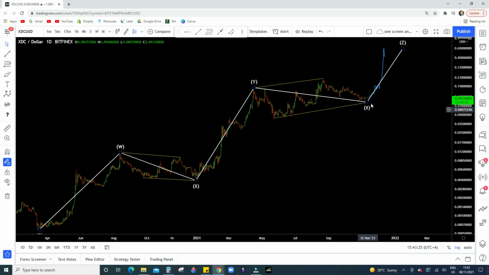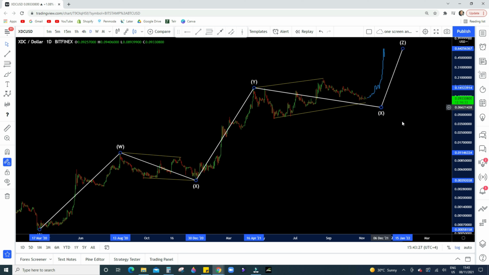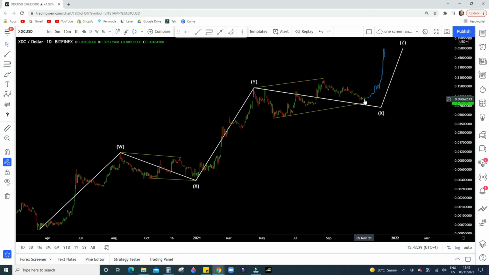And there you have it. Let's move this structure a little bit further. So if the same scenario is going to repeat as we had in the initial impulse, the price could extend to somewhere around 60 cents. And that's going to be 500+% growth in price from this point where we stand today.